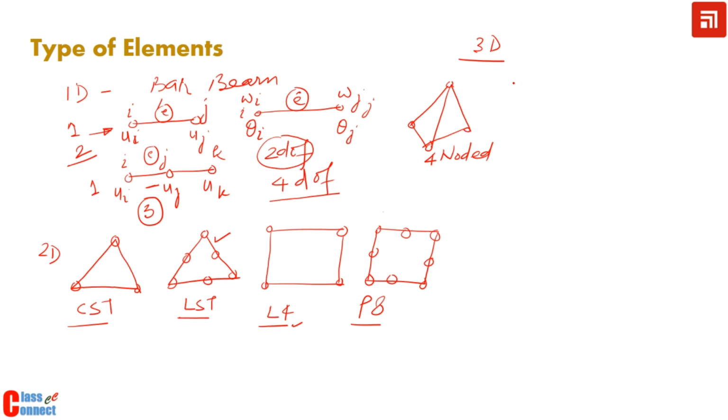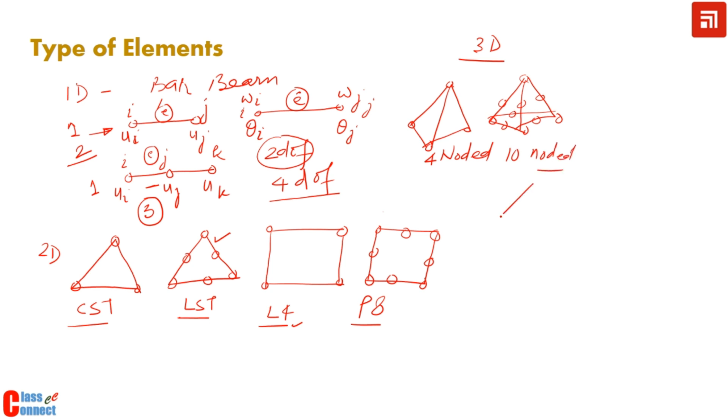Also we can have a 10-noded tetrahedron where we have this type of structure: 1, 2, 3, 4, 5, and 1, 2, okay, this is also like this, and 10. So we have a 10-noded tetrahedron.